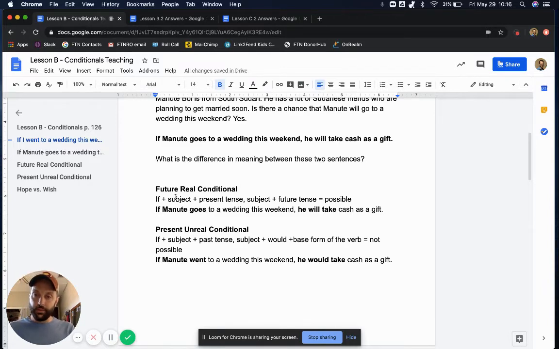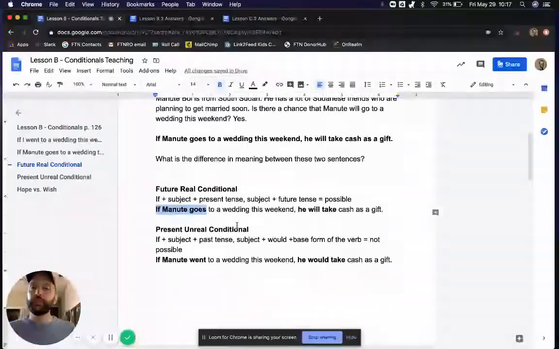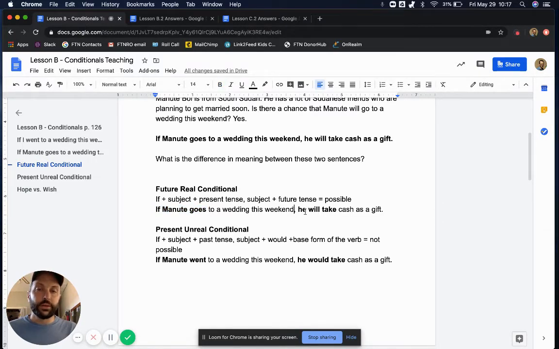So this is where we have, and look here, if Manute goes, okay? That's the most important part. To a wedding this weekend is not as important. It just finishes the thought. But for the grammar here, if Manute goes to a wedding this weekend, comma, and then here's the subject, he, and then future tense, will take cash as a gift. Okay? Now, again, compare that to the unreal, the impossible.